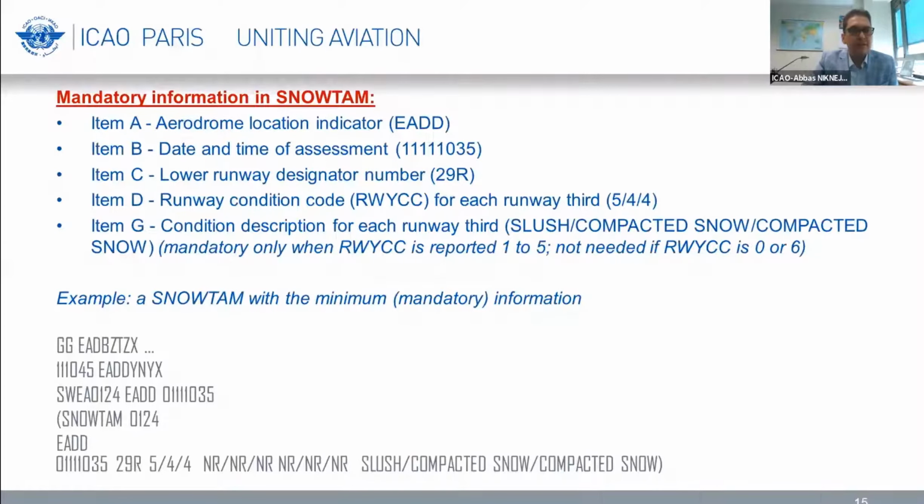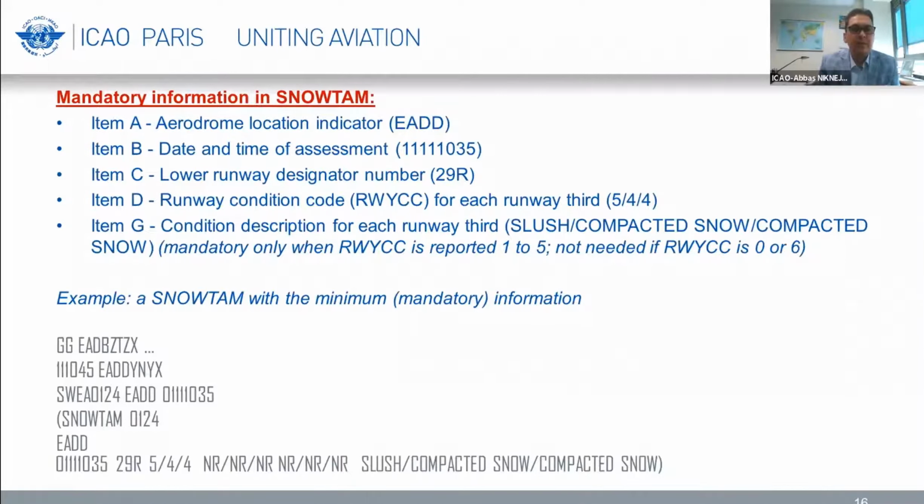Chris already mentioned that we have some mandatory information in the Snowtam. These 5 groups of information are the minimum sets of information that should be disseminated by a Snowtam. It means that if a Snowtam is issued, these 5 elements should be included as a minimum. The Snowtam should have the location indicator. Of course, we should know which airport the Snowtam belongs to. The Snowtam must also include the date and time of assessment, the date and time group. And item C, the lower runway designator for which the report is being provided, should also be mentioned.